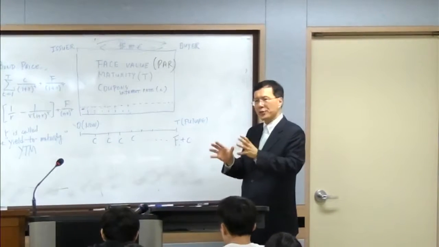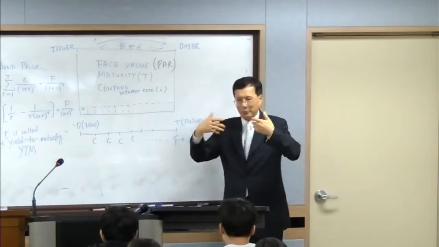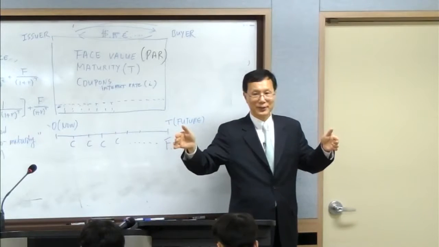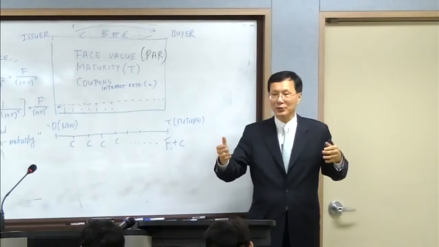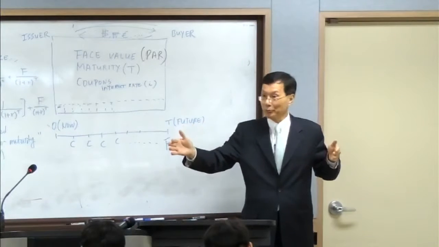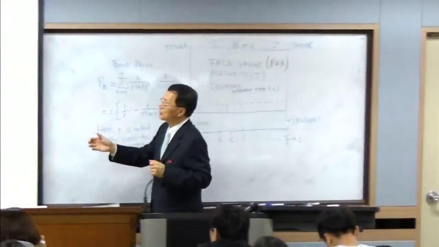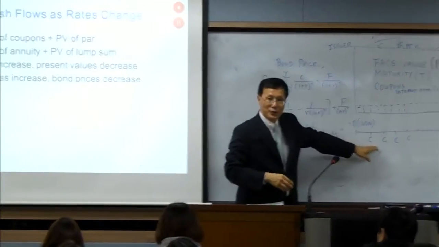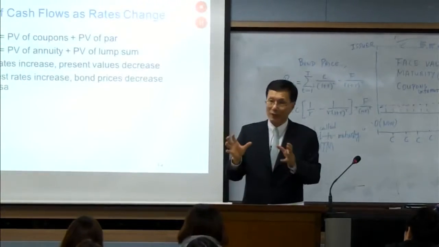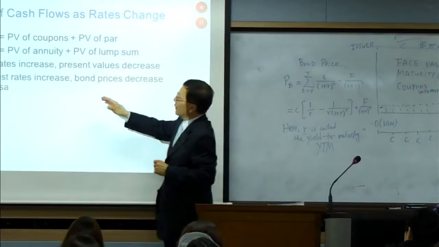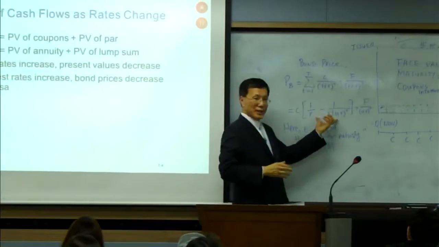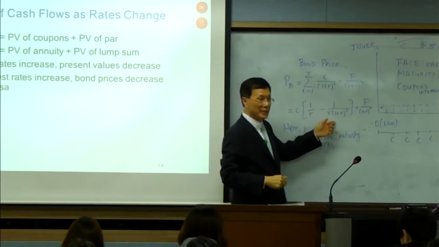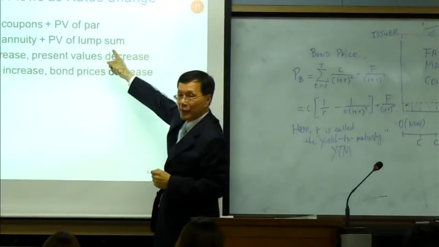Since a bond is nothing but a set of future cash flows, from a cash flow point of view, a bond has a set of future cash flows, C's and F. And using a proper discount rate, you can find the present value of this cash flow, right? So present value of a bond is nothing but present value of all the coupons plus present value of the par value, face value. And as you see it, coupons are the same throughout the period. Therefore, it's an annuity. So present value of an annuity plus present value of the lump sum, face value.